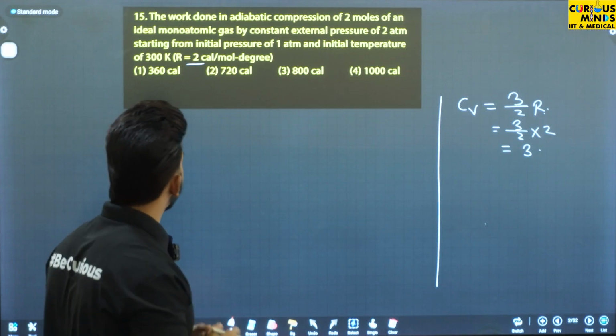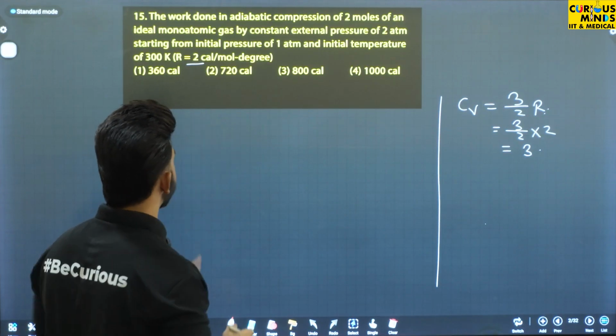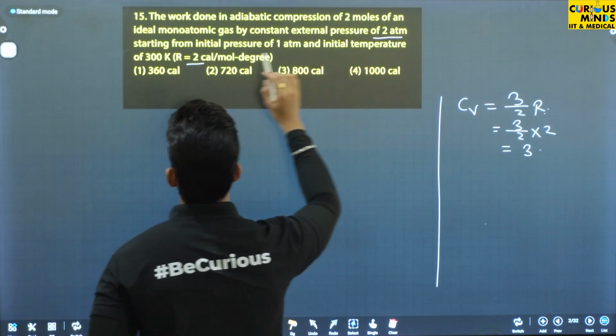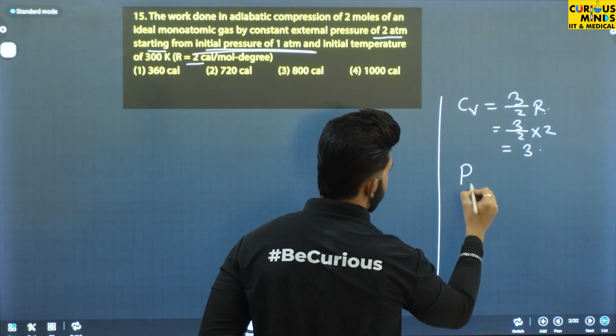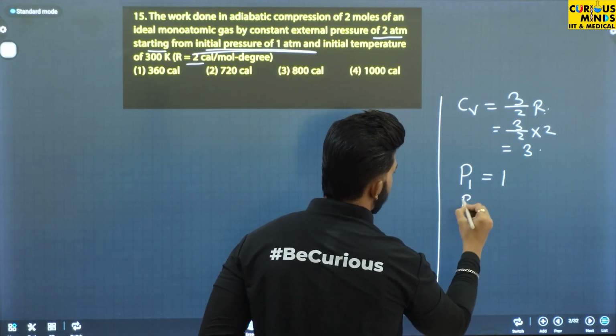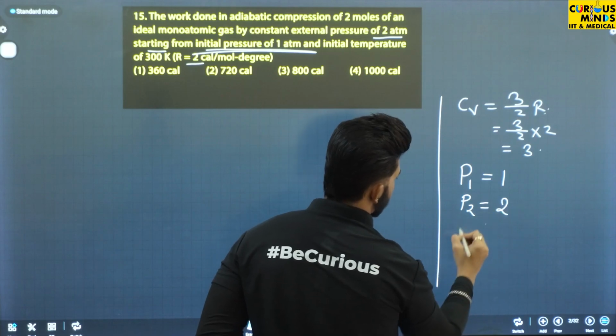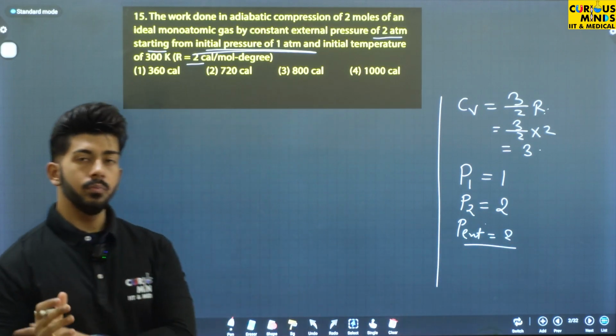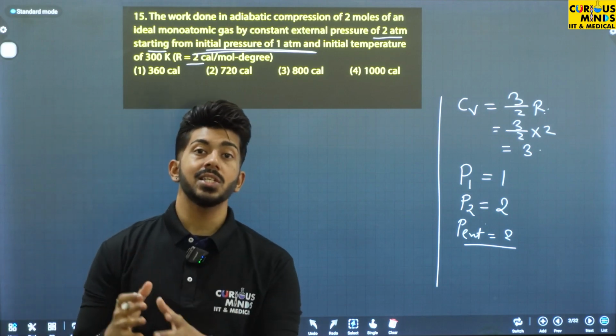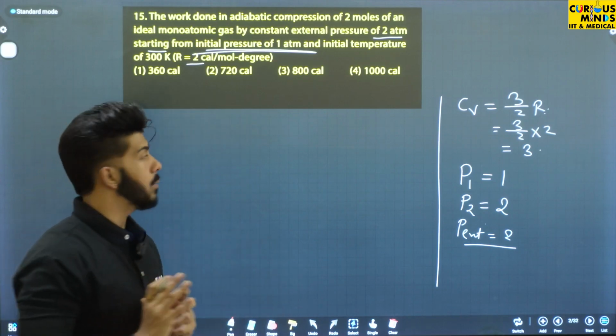Now next, what else is given? By constant external pressure of 2 atmosphere starting from initial pressure of 1 atmosphere. That means P1 is given 1 and P2, the final pressure, is given 2. Also P external is given, which is nothing but 2, because we know the final pressure is nothing but the external pressure. The terms are the same.